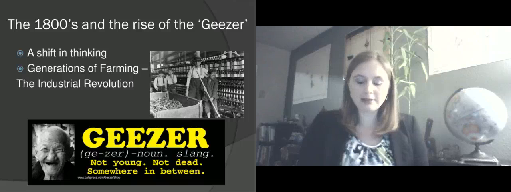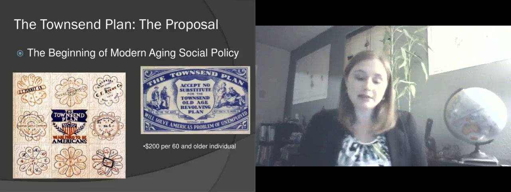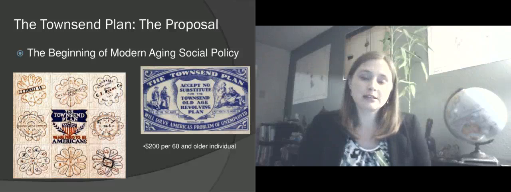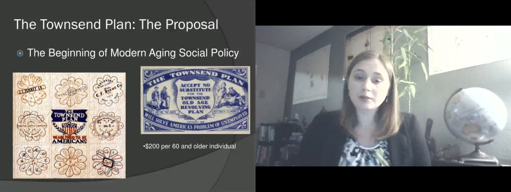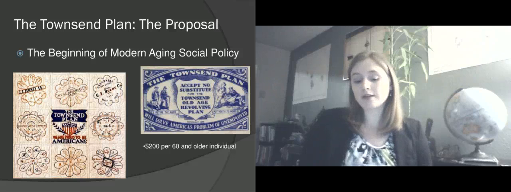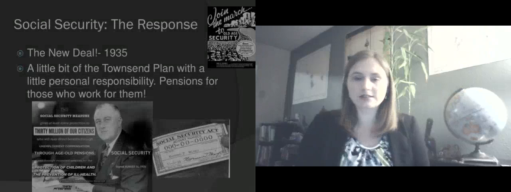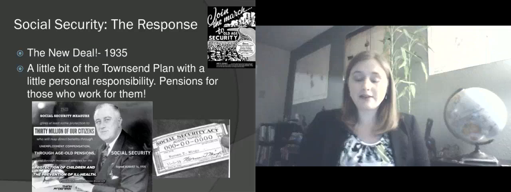The first big policies came in the 30s. One that came up but didn't come to fruition was the Townsend Plan, which Francis Townsend proposed: a $200 a month pension for anyone over the age of 60. What actually ended up happening was Social Security. In 1935, with the New Deal, Roosevelt signed in Social Security as we know it now.